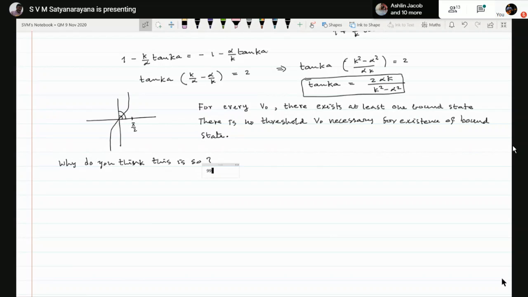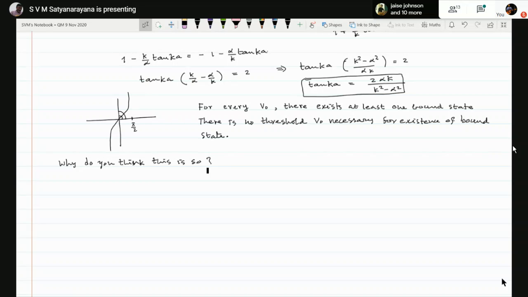So as that graph goes to origin, if we have any V naught, the circle can be very small, but we can always have an intersection. Because the tan x is going through 0, we will always have some intersection. Yeah, that is correct. But that is what we have found mathematically.